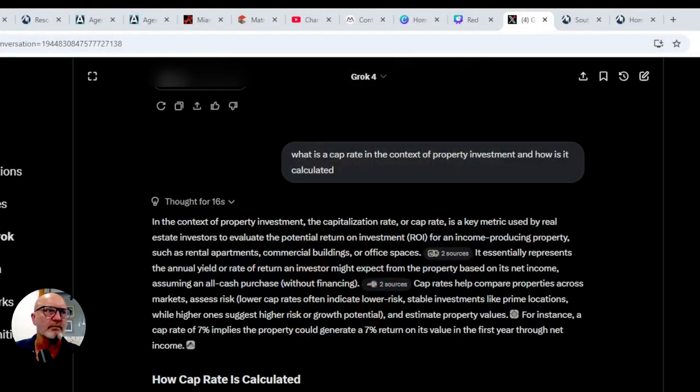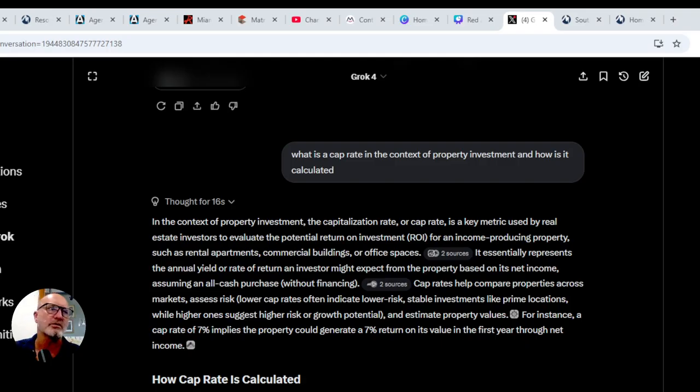Okay, so what is a cap rate? It's a metric that is used to determine value and comparative value for a certain kind of property. So let's jump into it with AI, because AI knows everything, and it can tell you what it is. And I'd encourage everyone to do this.